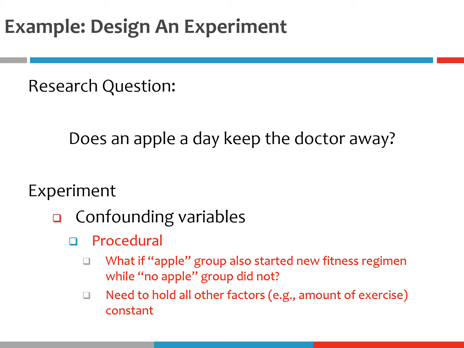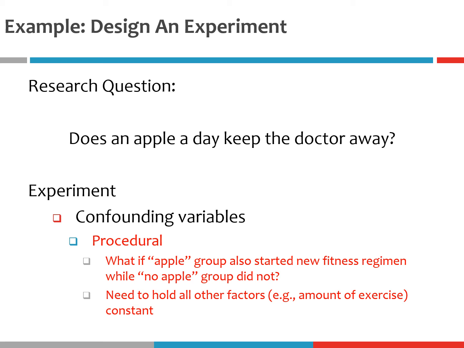Okay, we can also talk about what are called procedural confounds, right? So again, a procedural confound happens when the experience of your experimental group differs from the experience of your control group, or vice versa, right? Or said another way, the procedure that your experimental participants go through is different than the procedure that your control group participants go through, or vice versa.